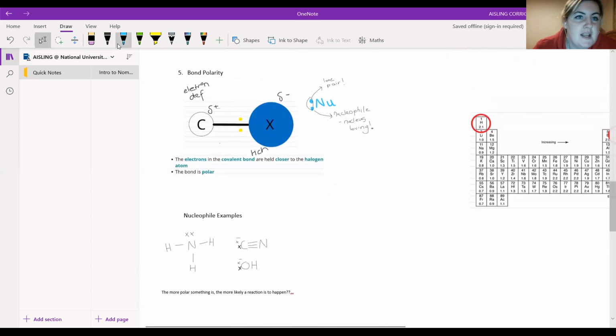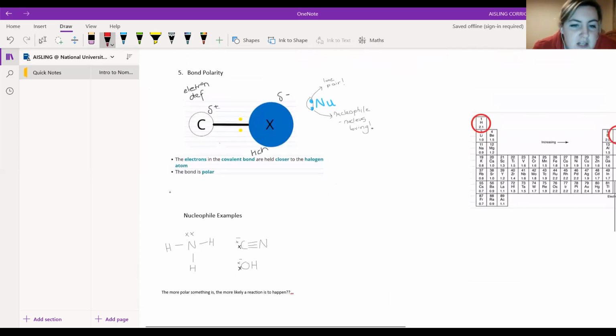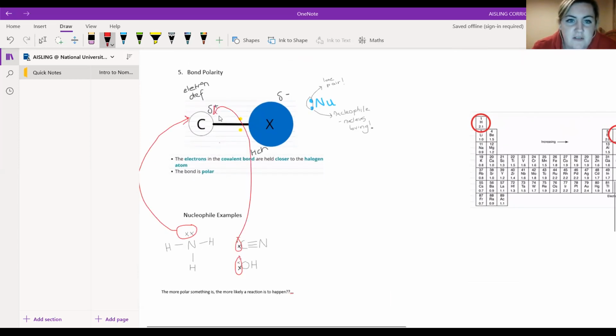So these lone pairs, this lone pair and this lone pair of this nucleophile, will just absolutely love to attack this electron deficient carbon. Would love to do that. Just go in there and give them some love. Nucleus loving, there they go.